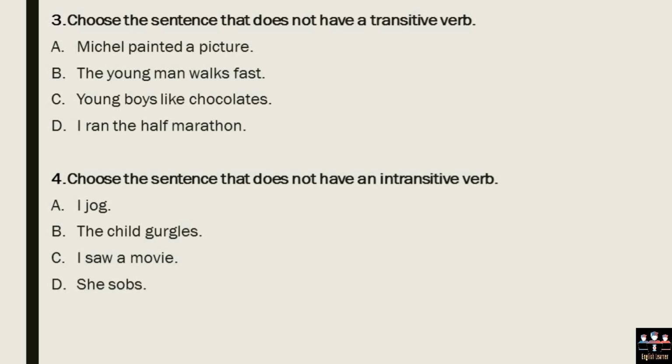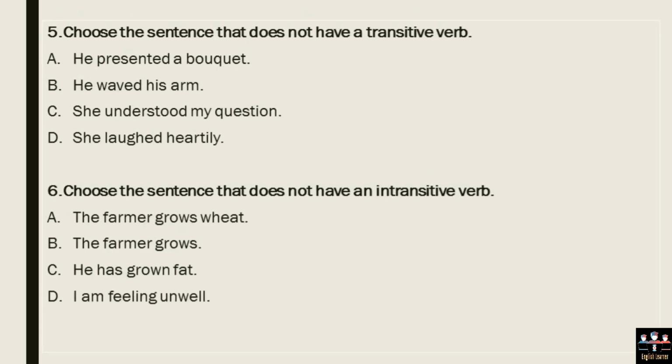Number 4. Choose the sentence that does not have an intransitive verb. A. I jog. B. The child gurgles. C. I saw a movie. D. She sobs.